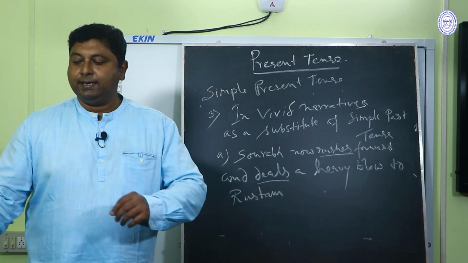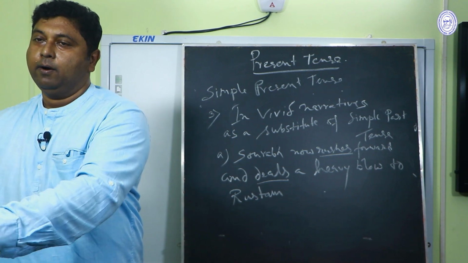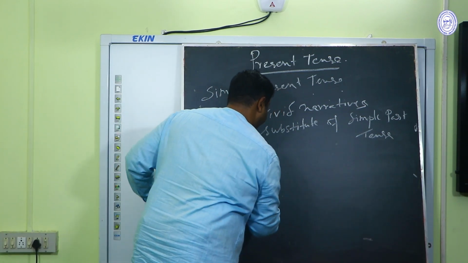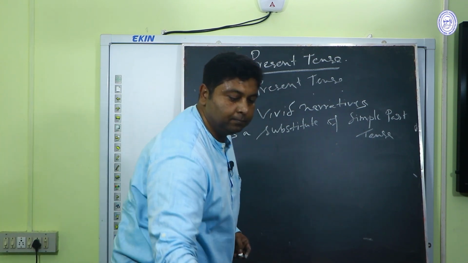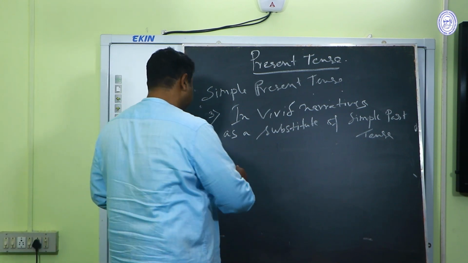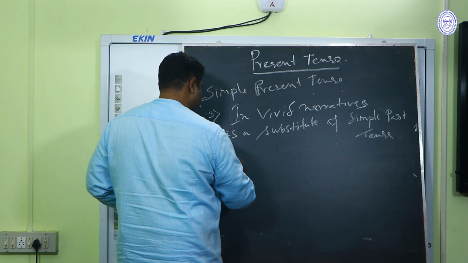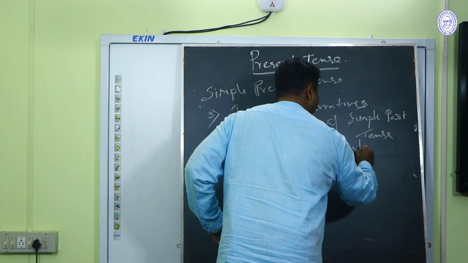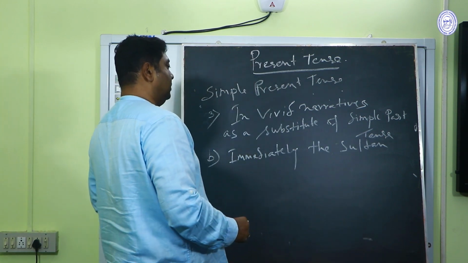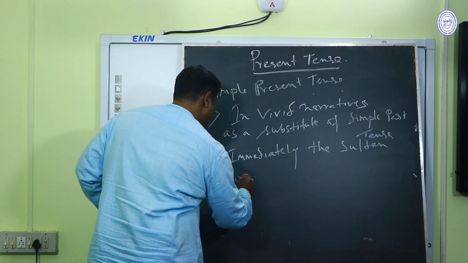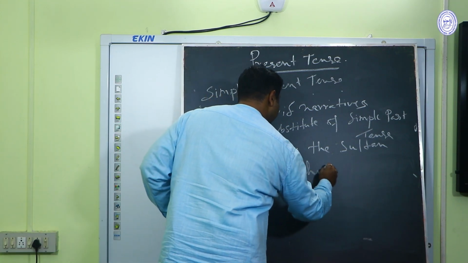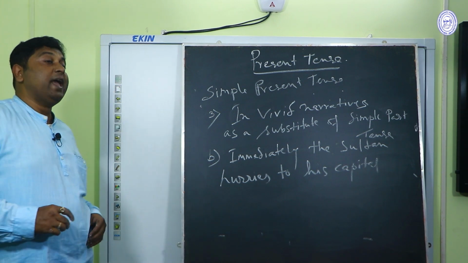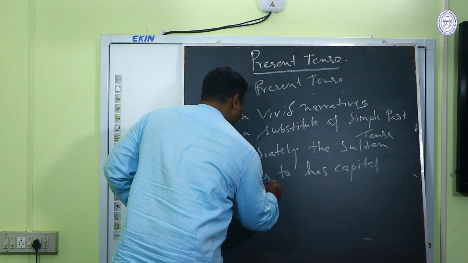Clear? Next, for an example, we may cite, immediately the Sultan hurries to his capital. Here, the simple present tense is hurries.